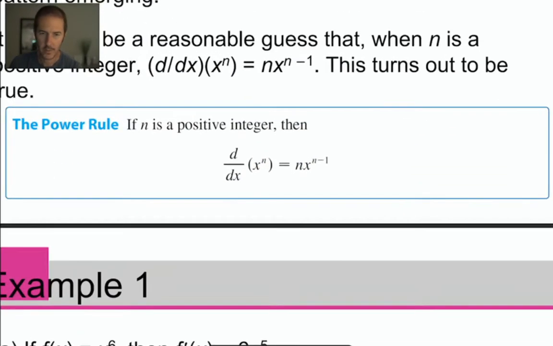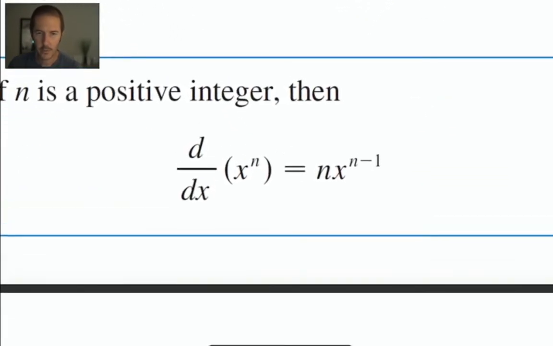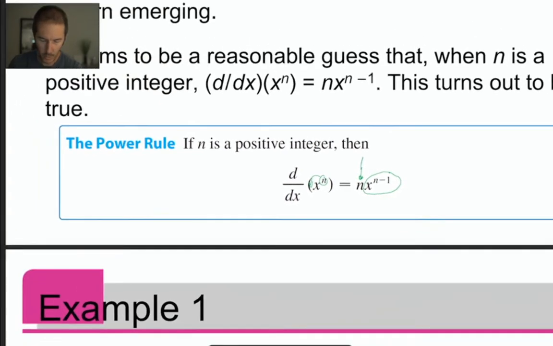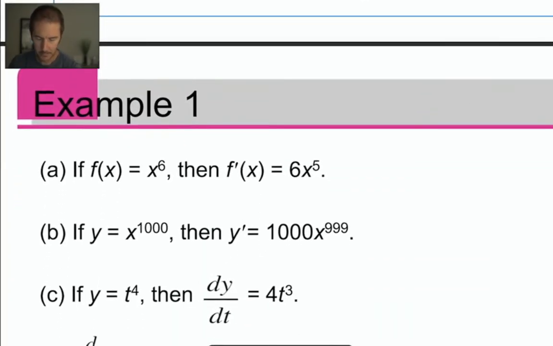What this says is that if you're taking the derivative of x to the power of n, the derivative is n times that variable, which is x in this case, to the power of the previous exponent minus 1. So again, this exponent has appeared in front of the variable. There it is, and the exponent has been decreased by 1. Let's see some examples of that.